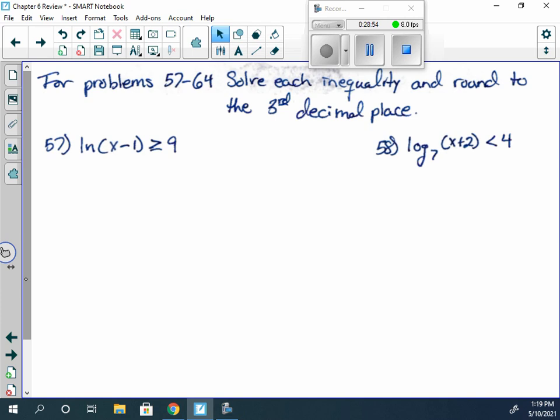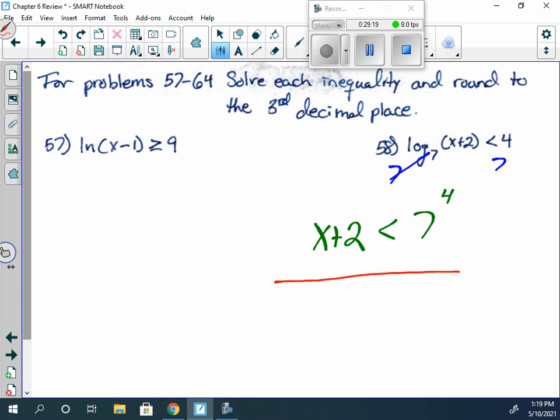So we want to get the variable outside of the log. So to simplify the log, I'm going to put both sides to the fourth power, which will tell us that x plus 2 is less than 7 to the fourth. We want to simplify the log, so we put both to the base of 7. Now to get x by itself, we would subtract 2 from both sides, which tells me x is less than 7 to the fourth minus 2.